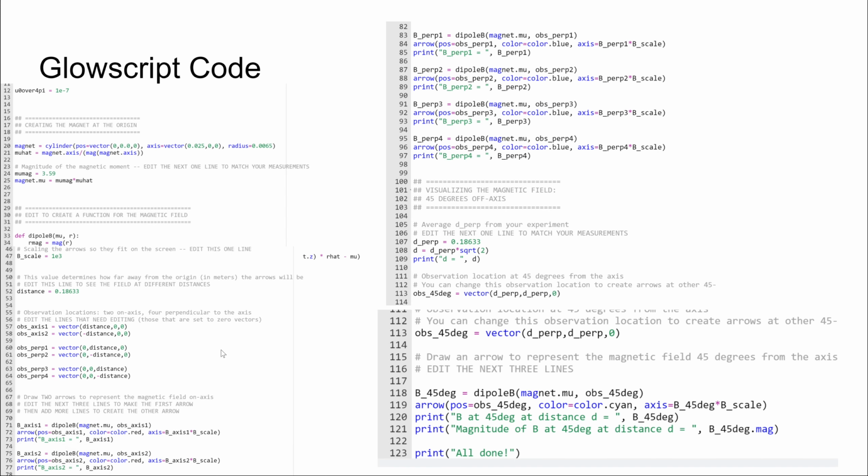So here's the GlowScript code. Up here is the actual making of the cylinder magnet. Here is a function for the actual magnetic field. Over here we have vectors for on-axis and perpendicular. And then over here we have all the vectors. And down here we have the vector for the 45-degree angle.